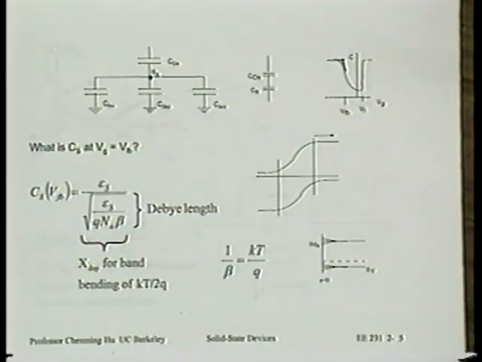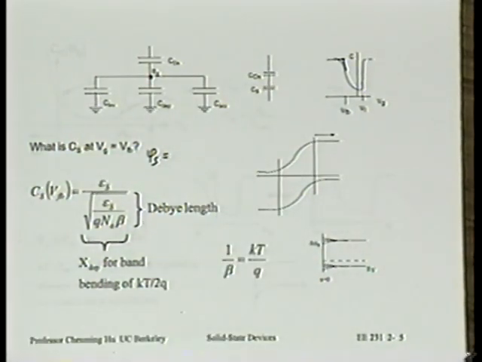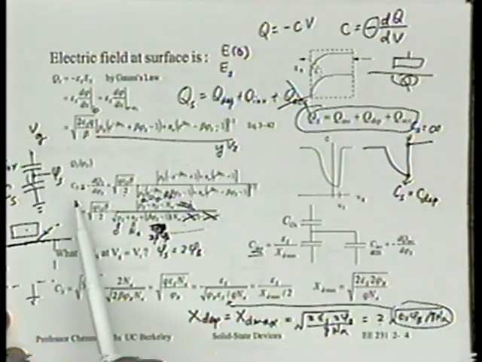The complication is the following. At Vg equal to VFB, what is phi s equal to? Phi s equal to 0, right? Let's remember, at flat band, the concept is that there's no band bending. Vg equal to VFB, meaning we're at flat band. What is band bending at flat band? 0, right? So what you would do, of course, is simply substitute 0 for phi s in the Cs expression in the previous slide.